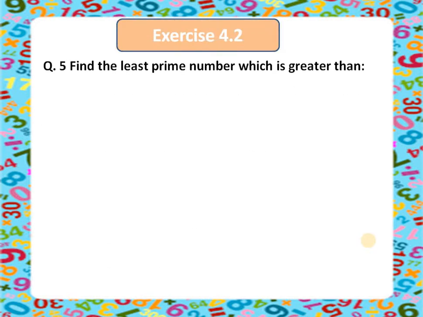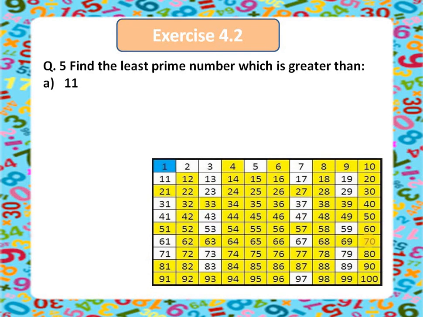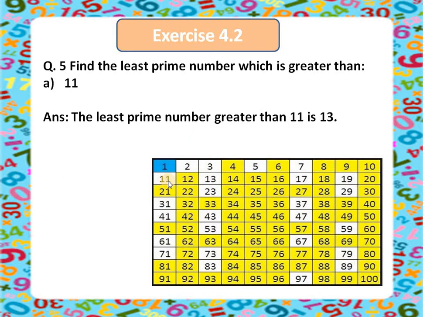Now we have reached question number 5. Find the least prime number which is greater than 11. So you need to look at 11. It is here, and what we have to find is the least prime number greater than 11. So it has to be greater than 11. So the next prime number is 13. The answer is the least prime number greater than 11 is 13.